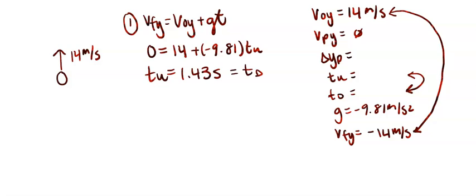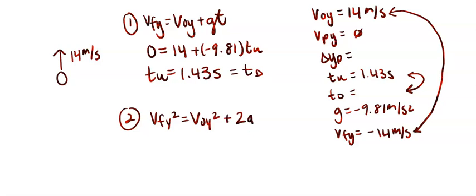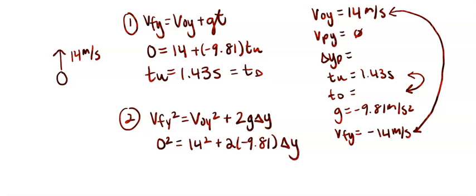Now we could have potentially done the maximum height section first if you want to, because there are equations that do not need time, but we do have options. So doing that, I'm going to do v final y squared is v initial y squared plus 2g delta y. So I could have done 1 or 2 first, it doesn't matter. So 0 squared is equal to 14 squared plus 2 times 9.81 times delta y.